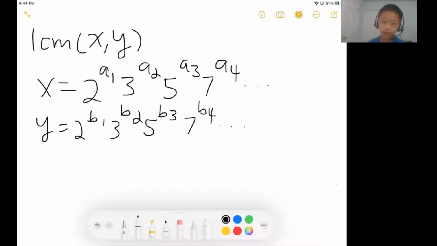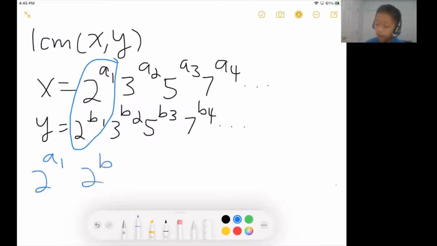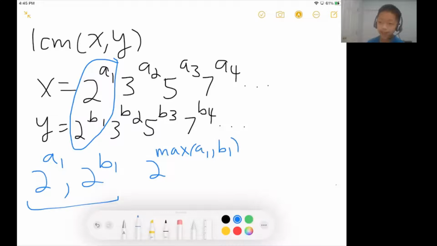So the least common multiple is very similar to how you would derive the formula for greatest common divisor. Again, we're going to look at each term according to powers of primes. So first we focus on 2 to the a1 and 2 to the b1. Clearly the smallest power of 2 that will be a multiple of both 2 to the a1 and 2 to the b1 is going to be 2 to the maximum of a1 and b1. So max just means maximum.